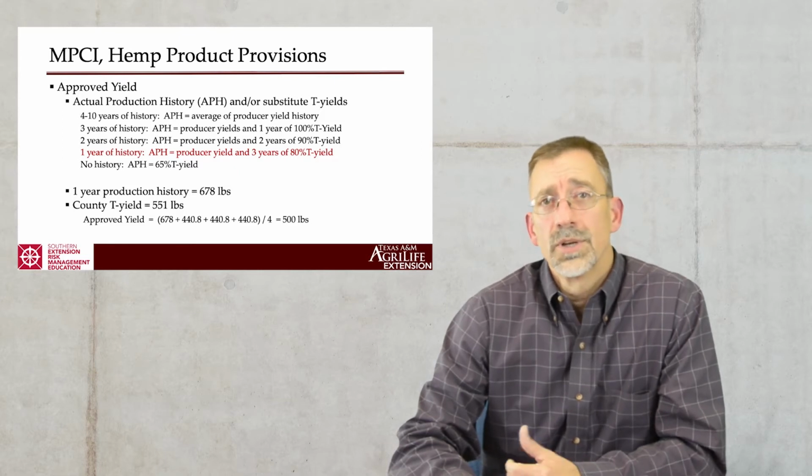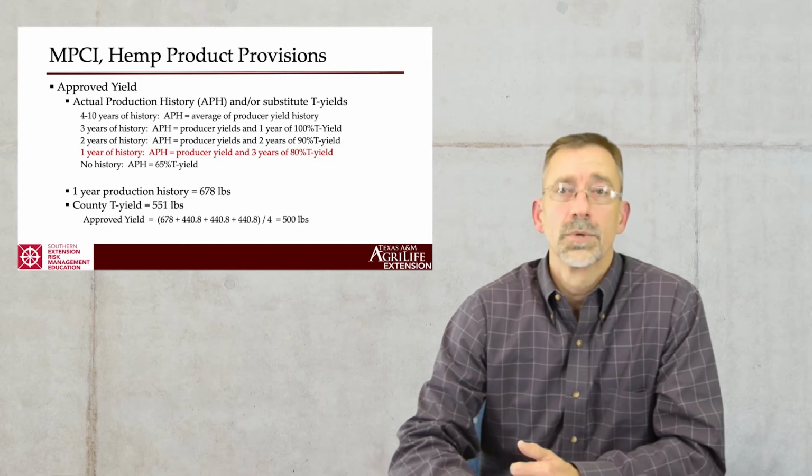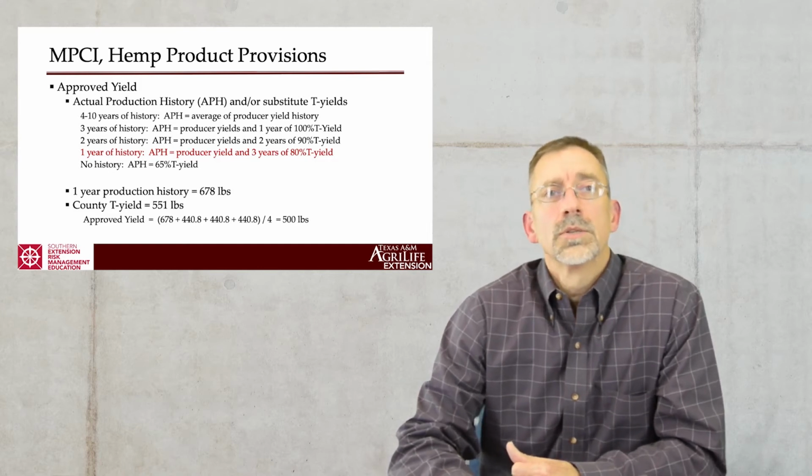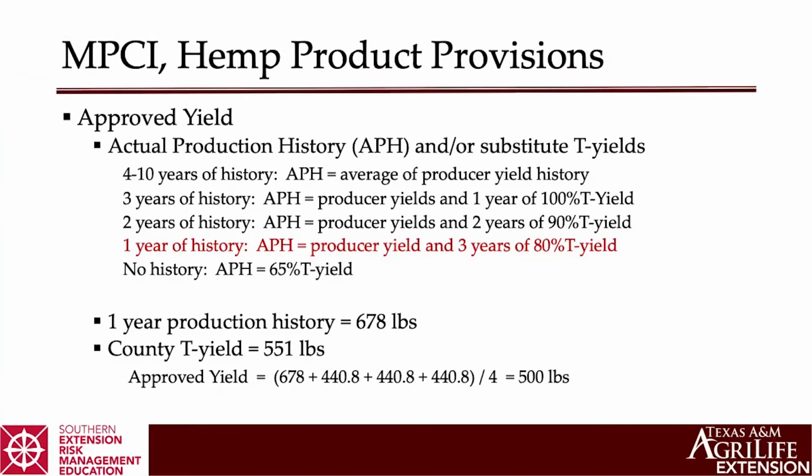And so the way that would work is you have 3 substitute yields, each of which is 80% of the county T yield, and you would average those 3 numbers with your 1 experience to come up with your approved yield. So a specific example: if you produced hemp for fiber, and you had a 678 pound yield last year, and you were in Wichita County, the T yield for hemp fiber in Wichita is 551 pounds. So that would be the calculation for your approved yield. And yes, I picked 678 so that we would come out with around a 500 pound approved yield.